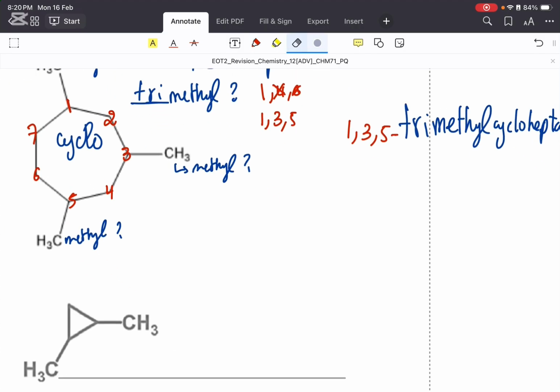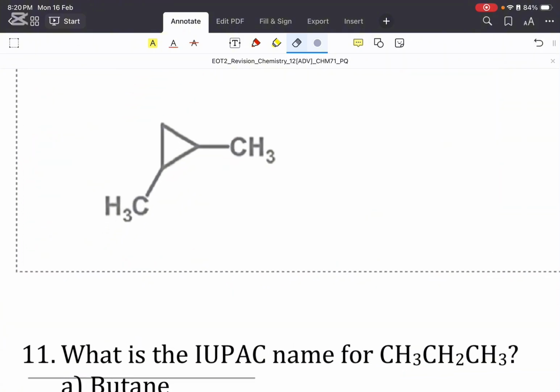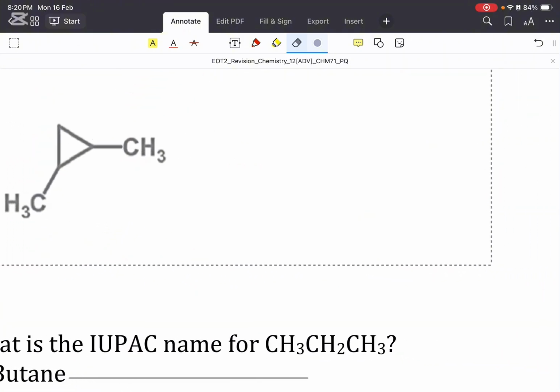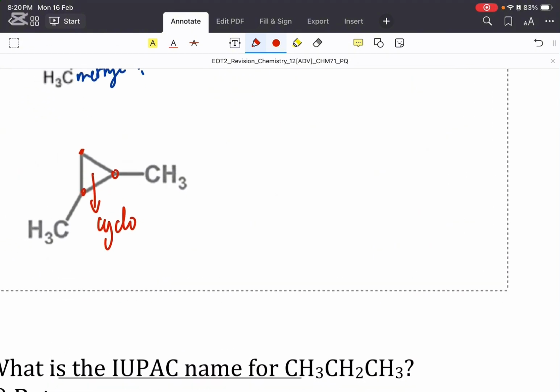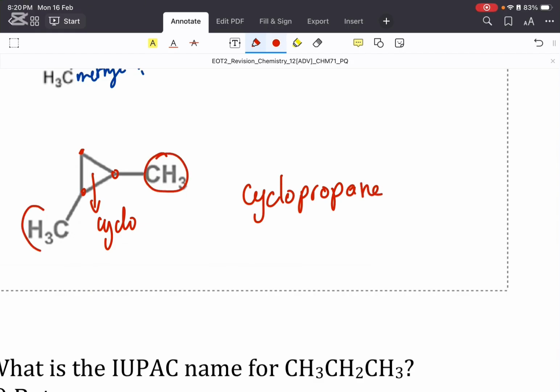1, 3, 5, trimethyl cyclopentane. Now again, another cyclo. This time, this cycle is made up of 3 carbons, which means I have a cyclopropane. Now again, I have a methyl and another methyl, so that's a dimethyl cyclopropane on the first and on the second.